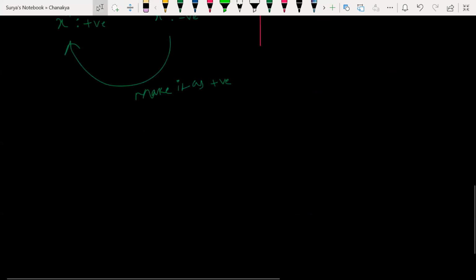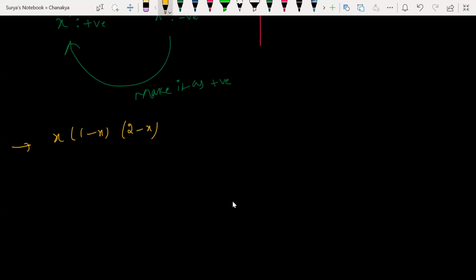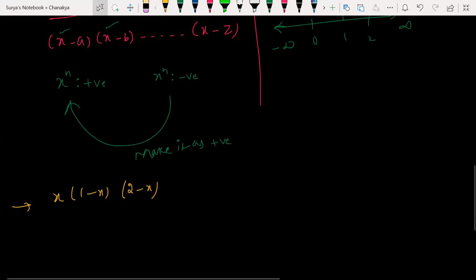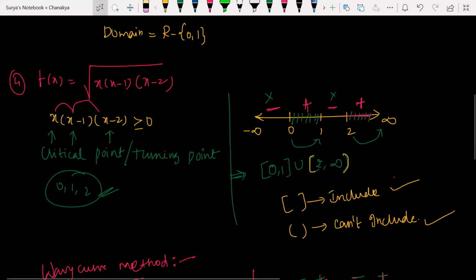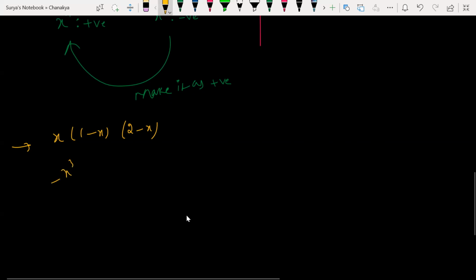Let's say you have an expression like x(1 minus x)(2 minus x). What is your x coefficient? Look at the coefficient of x here, guys. Here the coefficient of x was positive. Here, what is the coefficient of x now? Negative. Look at this here, x cube, minus x cube, x into x minus x cube we have.